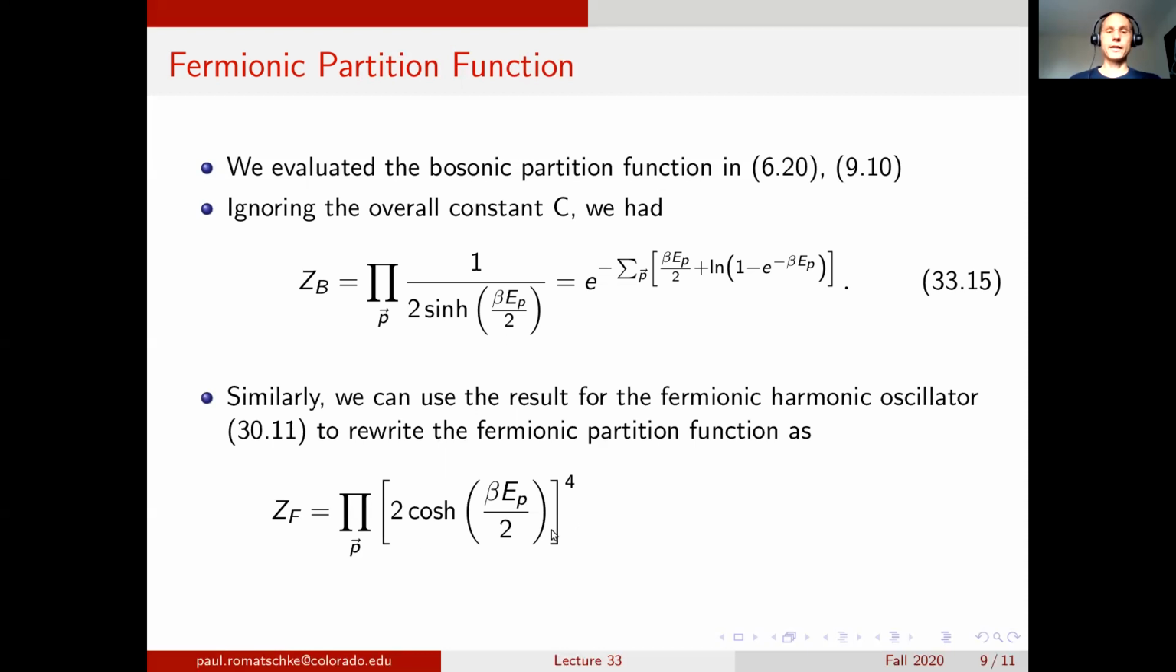Other than that, we can then re-express the cosh again in terms of exponentials. And if we do so, we get a result that involves the exponent of a sum over momenta p instead of the product of an exponential. And the corresponding terms are beta E_p over 2 plus the logarithm of 1 plus e to the minus beta E_p.